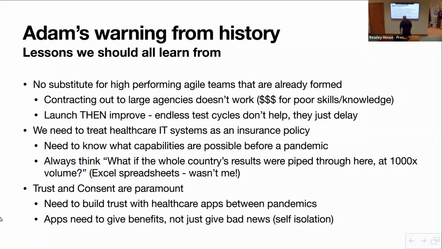So Adam's wanting from histories. So we'll do the bad stuff before we do the good stuff. There was a nice happy slide at the end. But lessons we should all learn from: there is no performance for high performing agile teams that are already formed. If you can't bring them in, teach them how to work together using a very agile process, lastminute.com. So even if you've got an SI that's huge, they're still going to have to form those teams. So it just doesn't work.